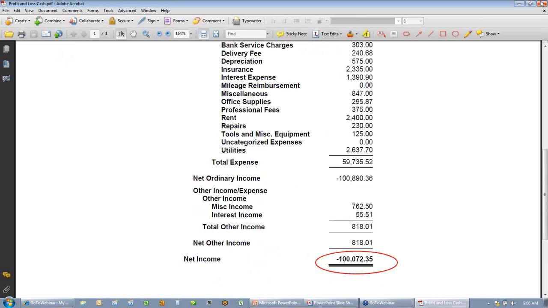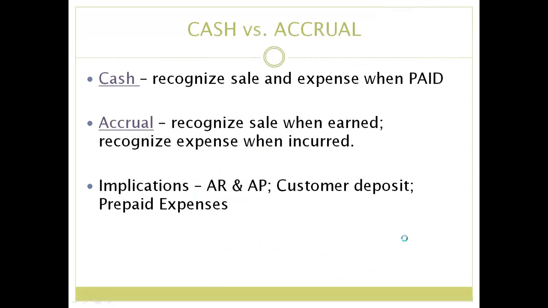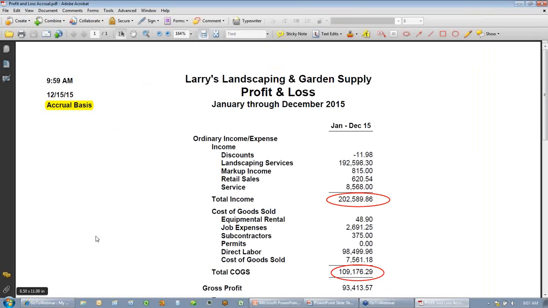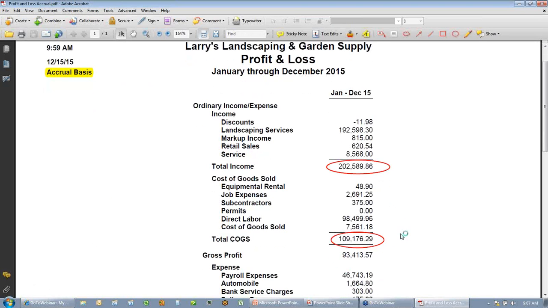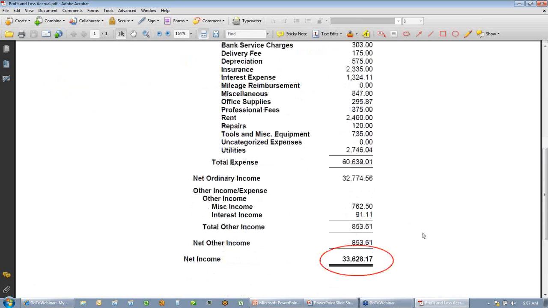So if we look at the accrual basis report, once again, the same exact financial statement, we're going to notice a difference. And that's because Larry has posted his income on an accrual basis, meaning he hasn't collected it, but he's earned it. And you can see here that Larry's sales have sizably increased. Now we have $202,000. We have a little slight difference in the cost of goods sold. And then if we cruise down to the bottom of the profit and loss, we actually see that now Larry has a profit on an accrual basis.